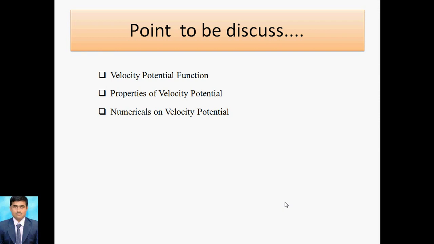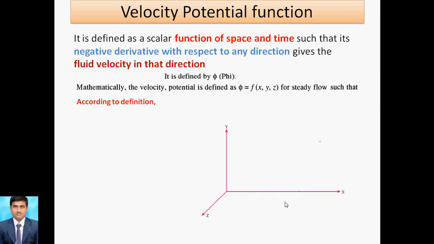As we know, the velocity potential function is used for analysis of fluid flow. First of all, let us look at the velocity potential function. It is a scalar function, and it is a function of space and time. Space means x, y, z, and time stands for t. So if we take phi as the potential function, phi is a function of x, y, z, and t.